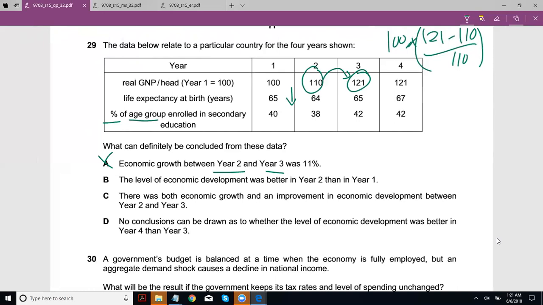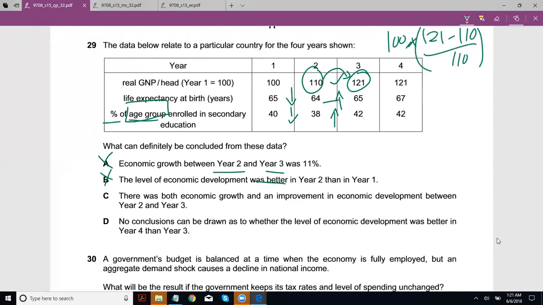Okay, so there's a specific age group. They haven't given us the courtesy of knowing which one, but it's how much percentage of that age group is enrolled in secondary education, and that has gone down as well. So it was not better; it was far worse. In fact, there was both economic growth and improvement in economic development between year two and year three. If you look at year two to year three, there was definitely growth, and your life expectancy increased, and your percentage of age group enrolled in secondary education.